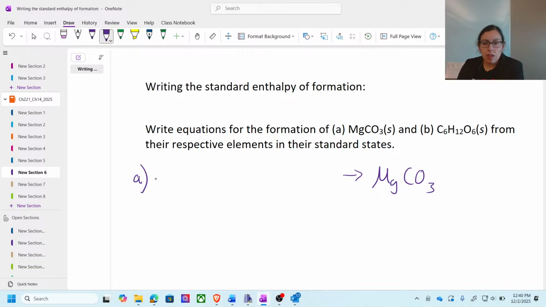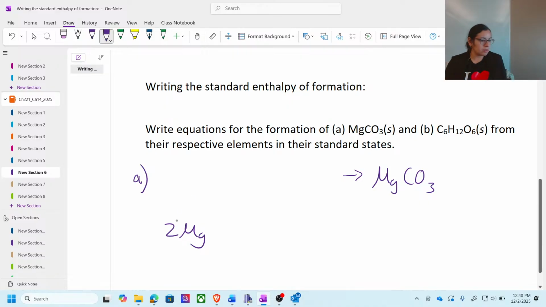Yeah. Why two though? Oh, I'd probably just do like half oxygens. Yeah, but let's go with what you're saying and then we'll fix it. So yeah, you said 2 magnesium plus what?